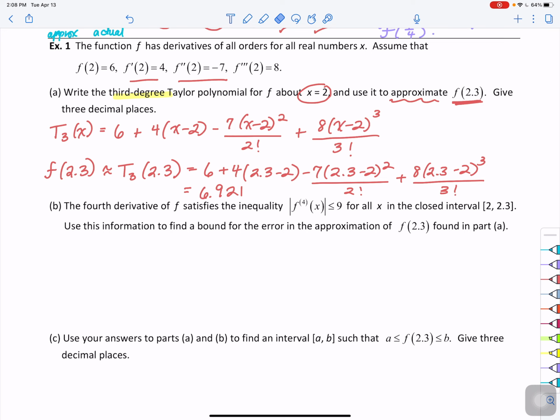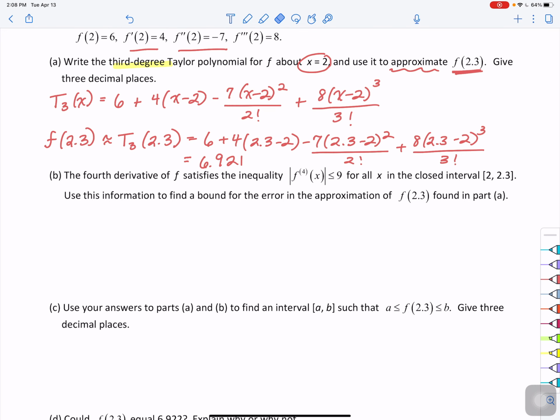The fourth derivative of f satisfies this inequality. Well, what did they just give you? They just gave you 9 is the largest value for the absolute value of the fourth derivative of this function f of x for all x in the interval 2 to 2.3. They don't even tell us where it is, but it's on this interval, okay? So this is really important.